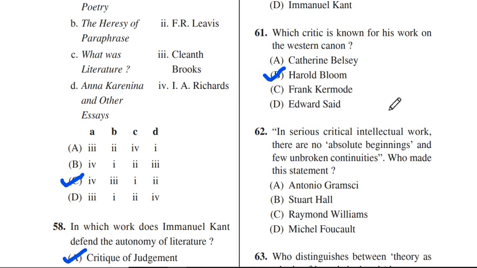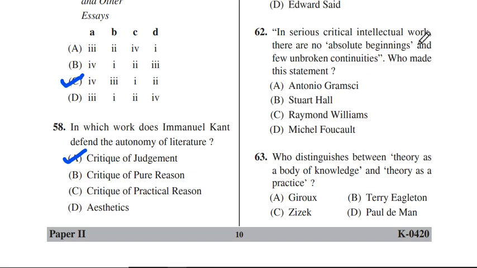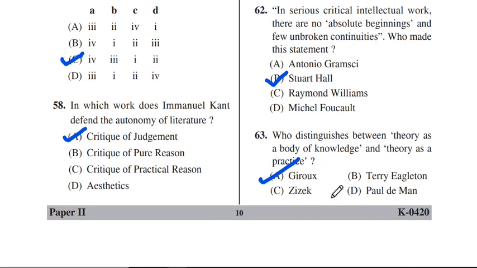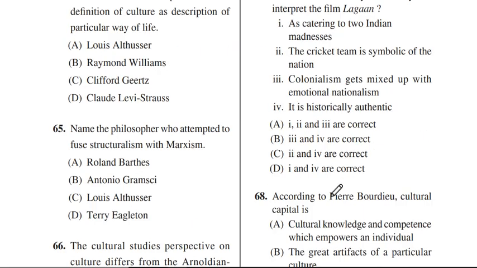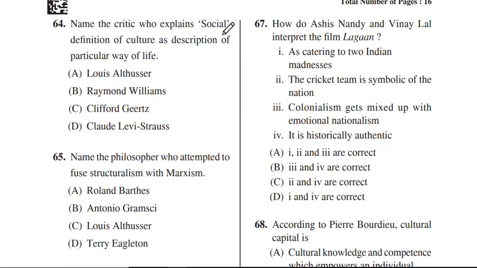Next, 61. Which critic is known for his work on the Western canon? Harold Bloom. In serious critical intellectual work, there is no absolute beginning and few unbroken continuities. Who made this statement? Stuart Hall. Who distinguishes between theory as a body of knowledge and theory as a practice? Next, 64. Name the critic who explains the social definition of culture as a description of a particular way of life. Raymond Williams.